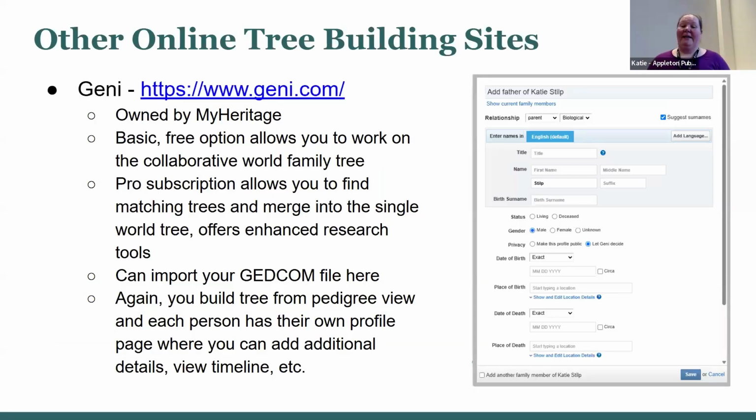I have not explored it myself, but you can import your GEDCOM file in here, and you can build your tree, of course, just like the other sites, from the pedigree view. Each person also has their own profile page where you can add all those additional details, view their timeline, all that kind of great stuff. But again, just like the other sites, it's going to ask for that basic biographical information: names, dates, places, all that kind of great stuff.